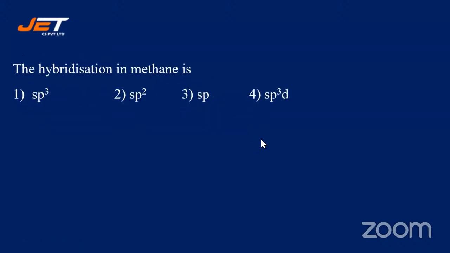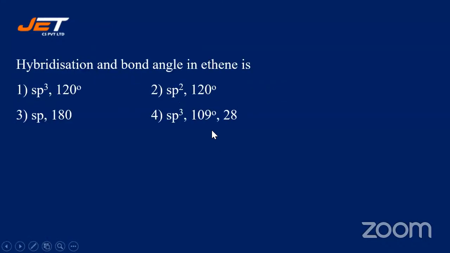Yes, next one. The hybridization in methane is? Methane formula is CH4. Hybridization in methane. Very good. Many of you are giving me the right answer. Yes, we shall go with the key. Absolutely, it is option 1, sp3 hybridization. Let us move to the next one.